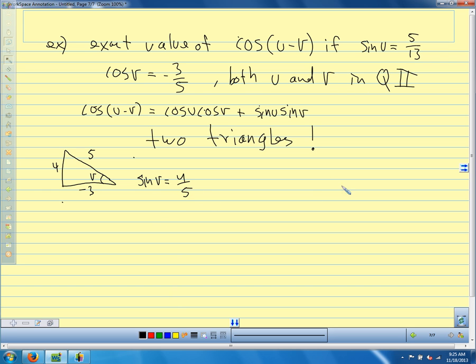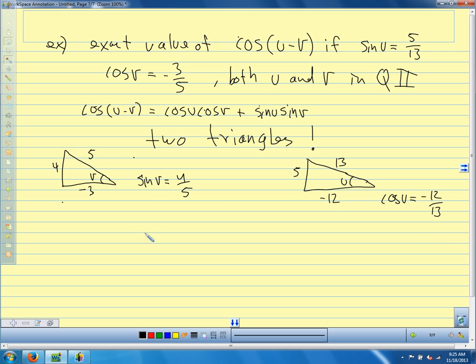And then I draw another triangle for angle U. And we know that sine u is 5/13, so opposite and hypotenuse. And what's our missing side here? 12. This is a 5, 12, 13. And this would be negative since we're in the second quadrant. So cosine u is negative 12 thirteenths.